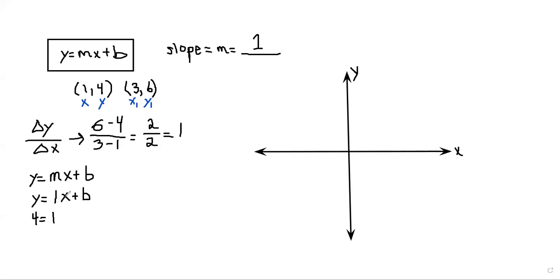Now remember, when numbers and letters are close, it's multiplication. So I'm going to use parentheses, so that tells me I'm multiplying. And that's going to be 1 there. And then b, we don't know, but we're going to know what b is in just a minute.